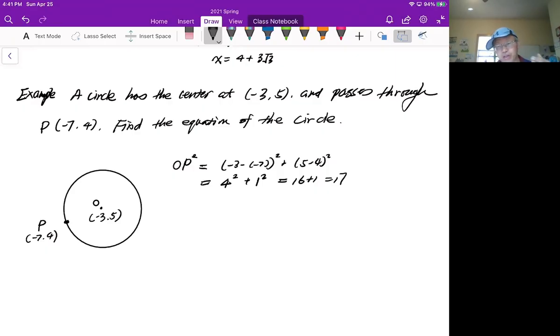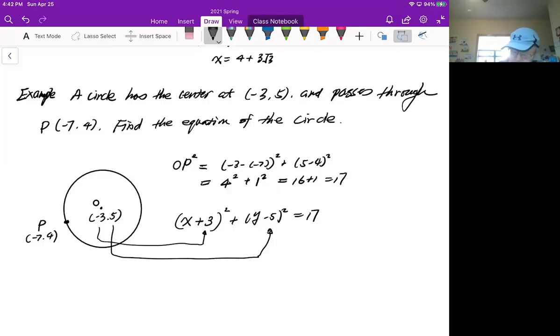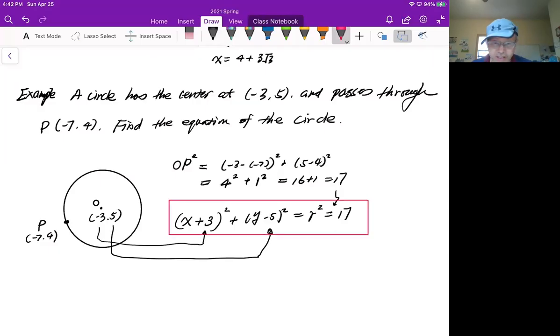Now we are ready to give you the equation. What is the equation? We get x plus 3, taking the opposite of the sign from the center, squared, plus y minus 5, squared, equals 17. 17 is actually r squared, so let me add one more step: that equals r squared, and r squared in this case is 17. So this is our equation. Everything's good.